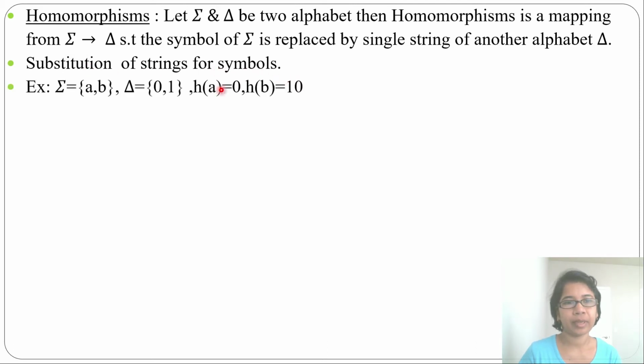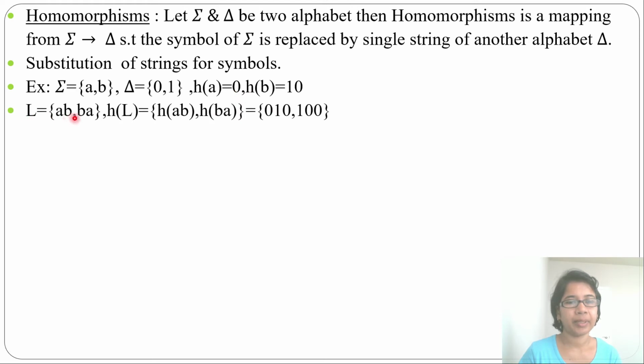Let's explain through an example. Here sigma is {a, b}, delta is {0, 1}, h(a) = 0, h(b) = 10. These are symbols and we replace each by a string. So the homomorphism of b is 10, and of a is 0. Let L = {ab, ba}. Then h(L) will be h(ab) and h(ba).